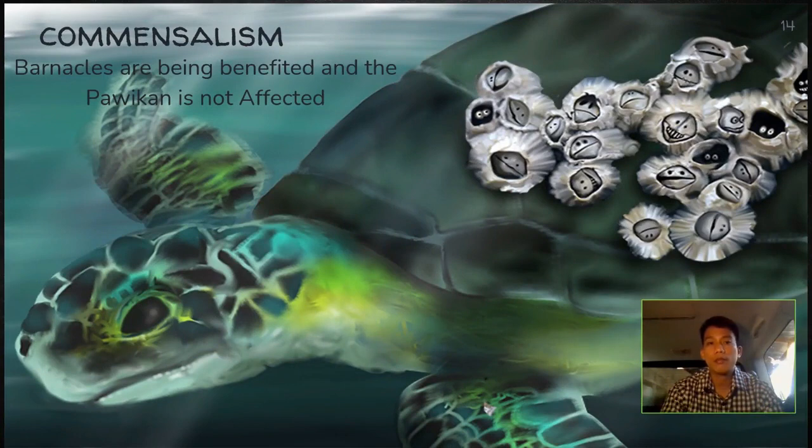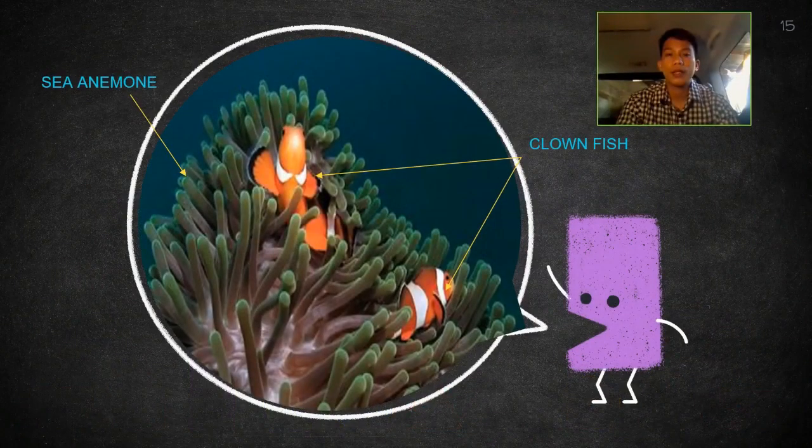For commensalism, here's an example. Barnacles are being benefited, and the pawikan, or the sea turtle, is not affected. Another example is the clownfish and the sea anemone. For the clownfish, they use sea anemone as a habitat, while sea anemone is not affected, but then the clownfish is being benefited.